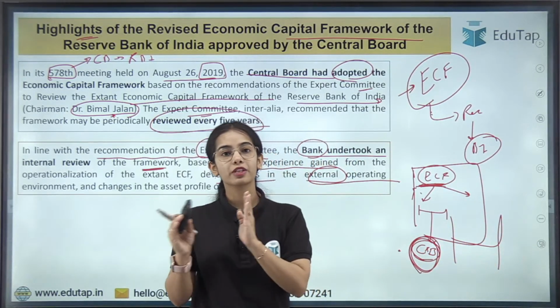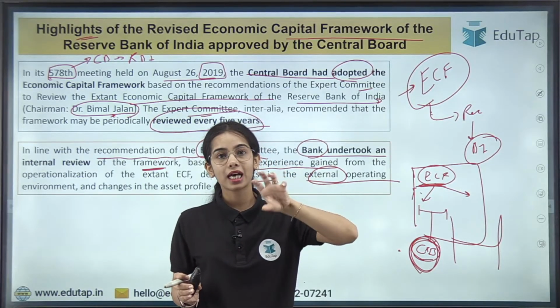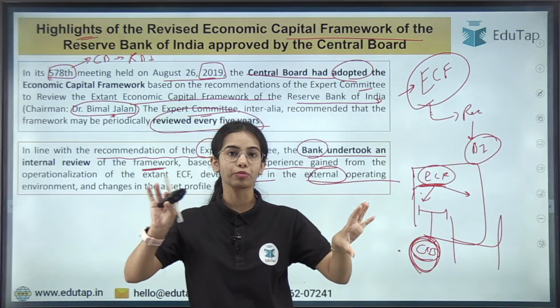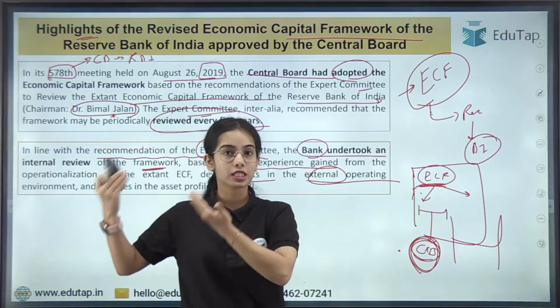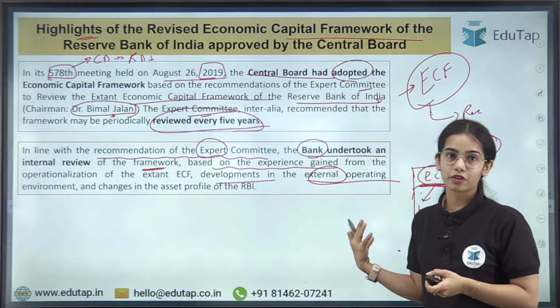So this economic capital framework is important for maintaining the contingent risk buffers and the RBI deciding the contingent risk buffers, as well as from the perspective of the transfer of surplus to the Government of India. So this is a very important framework of the Reserve Bank of India.